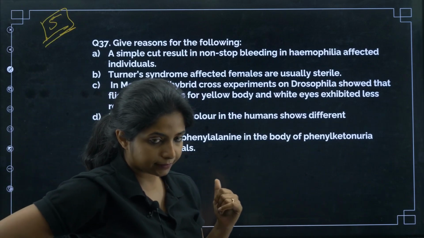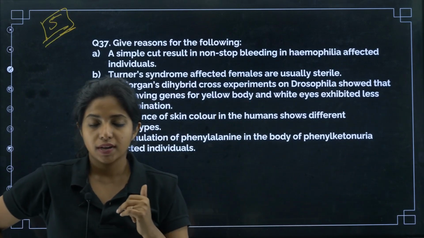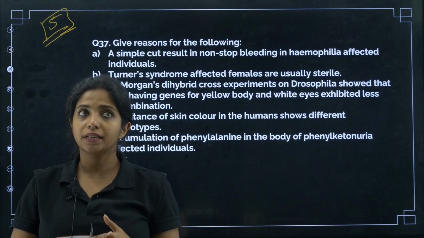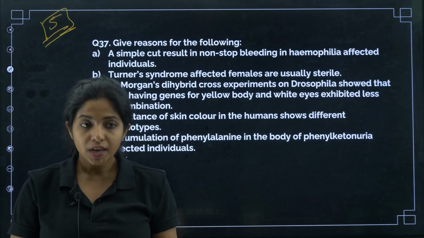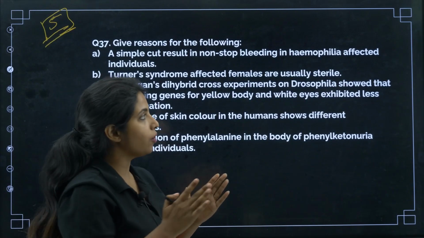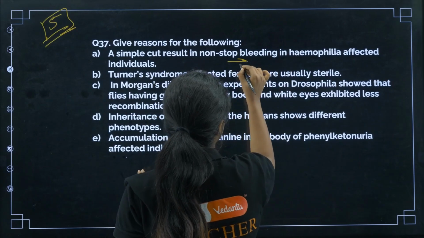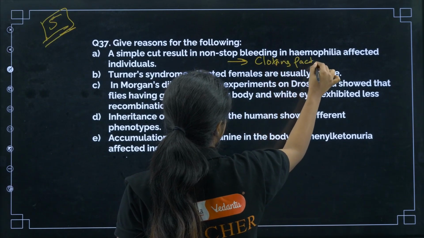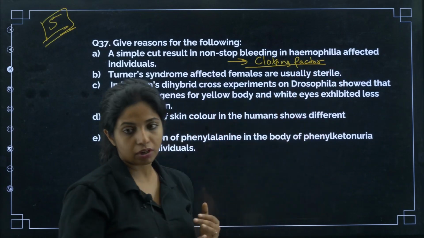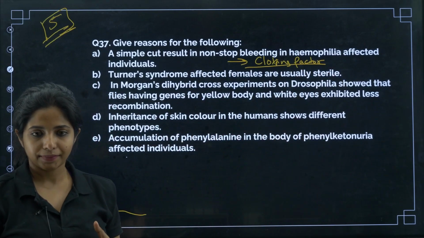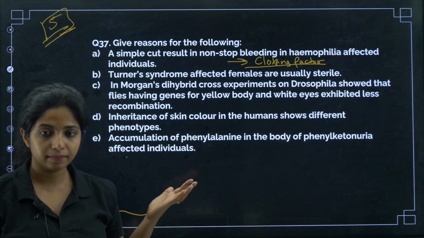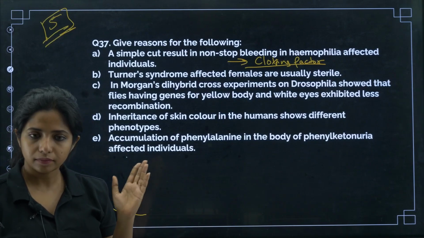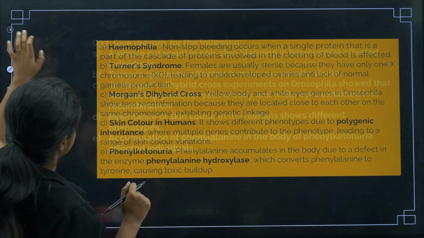Why is that so? Because hemophilia is a genetic disorder where the gene responsible for producing the clotting factor is mutated, my dear children. Now, if the clotting factor is not there, who will clot? Hence, there will be non-stop bleeding. Cool. Let's read the answer first now.